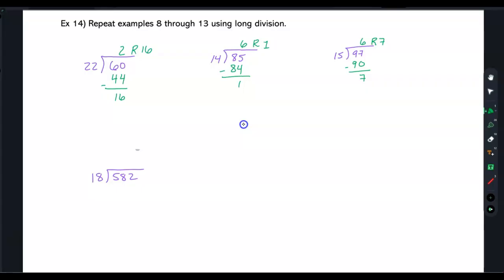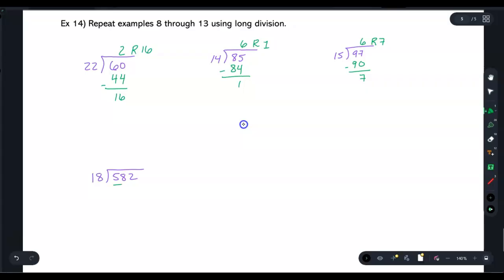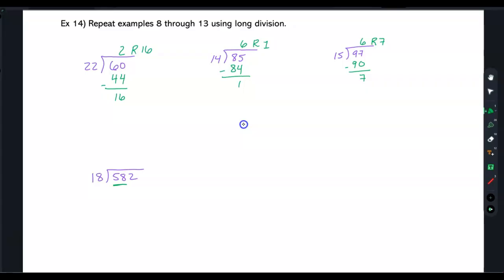I can look at this a digit at a time, look at my dividend and say, will 18 go into 5? No, it doesn't go into 5. So then let me look at the first two digits. Will 18 go into 58? Yes, it will, right? So I don't have to figure out 18 into 582. I can just, for right now, do 18 into 58 and use my place values here. So how many times will 18 go into 58?